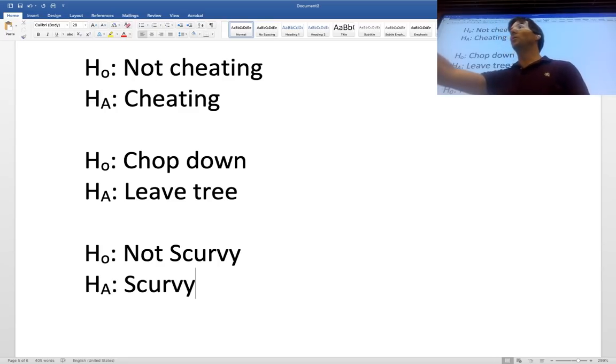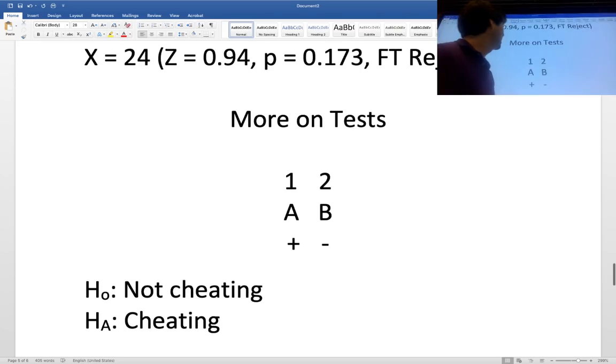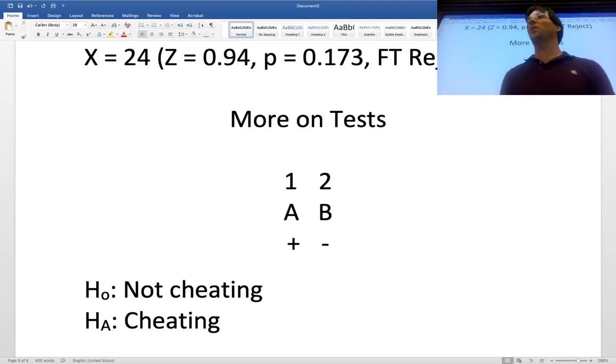In a type 2, we fail to reject it. So I'd say I do not have scurvy. We would conclude they do not have scurvy when they actually do. And that's why I wrote at the start of this, positive, negative. Because in a type 1, I call it a false positive sometimes. It just depends on how you're testing it.